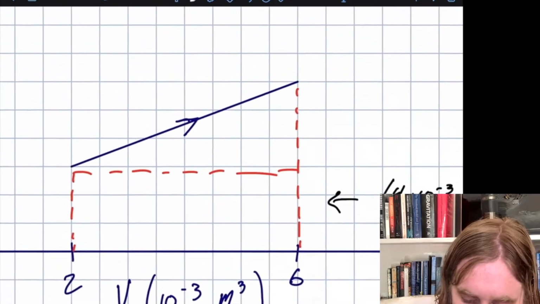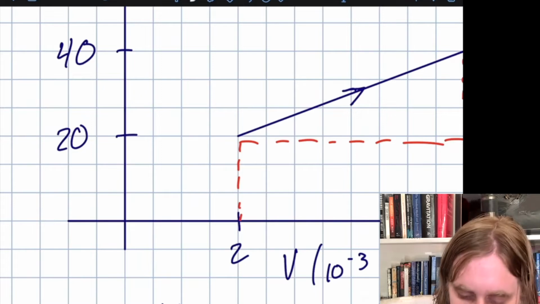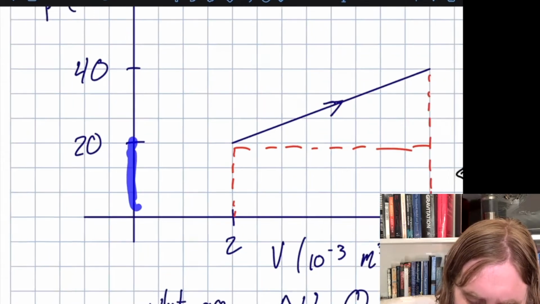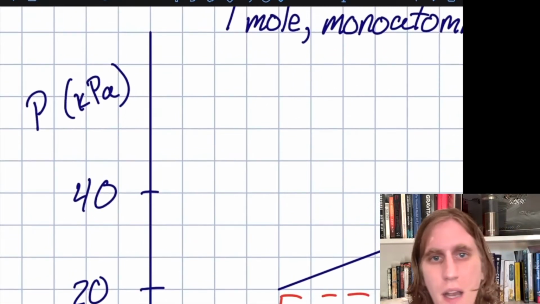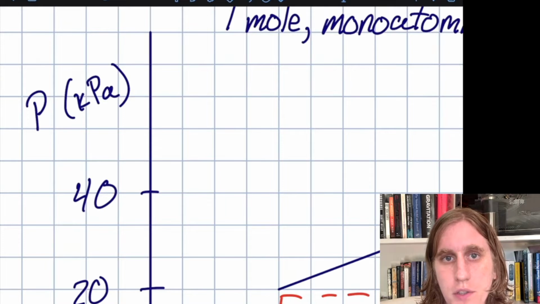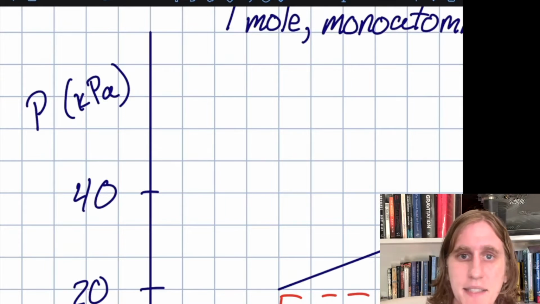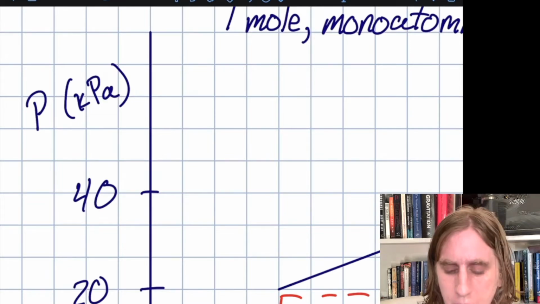And what about our height? Well, it's marked right here. The height is 20. But 20 what? Well, it's in kilopascals. We don't really need to know what a Pascal is. It's just the unit that we use in this course to measure pressure. Kilopascal is just 1,000 pascals, as a kilogram is 1,000 grams, and a kilometer is 1,000 meters.